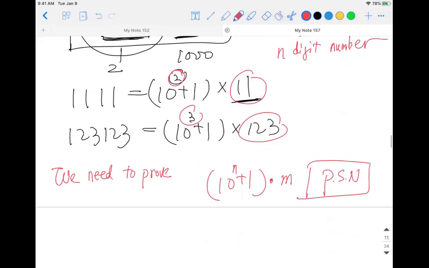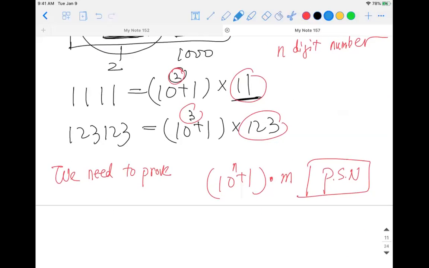Okay. Perfect square number. Two numbers, their multiple is a perfect square number. I think your first reaction is, a perfect square number means what? There must contain a perfect square factor, right? Perfect square factor. As long as you have a perfect square factor, you might be able to do some magic to see the perfect square number. I think this is very intuitive.